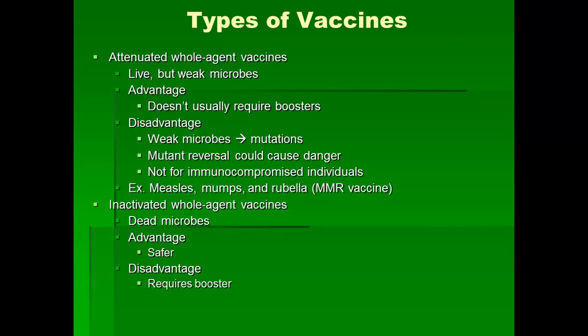So an example of an inactivated whole agent vaccine would be rabies, Salk polio, influenza vaccines, and an example of the attenuated whole agent vaccines would be MMR vaccine, measles, mumps, and rubella.